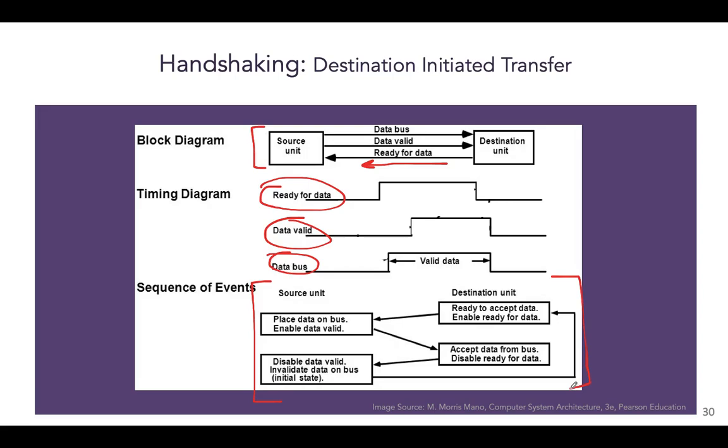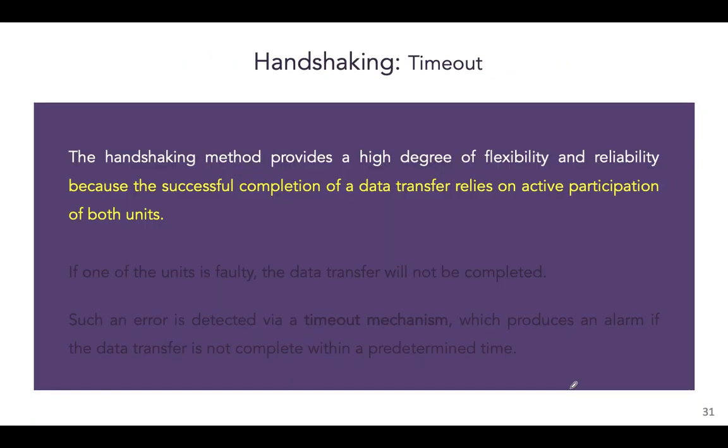So the rest of the stuff remains the same. The only difference is who initiates the transfer. The data will go from the source unit to the destination unit, but the initiator is different in each case. And this is how handshaking works.